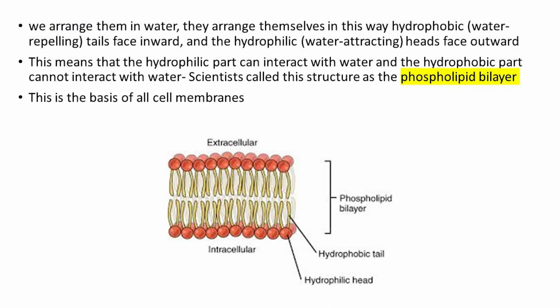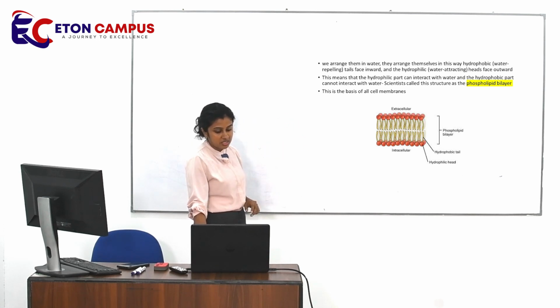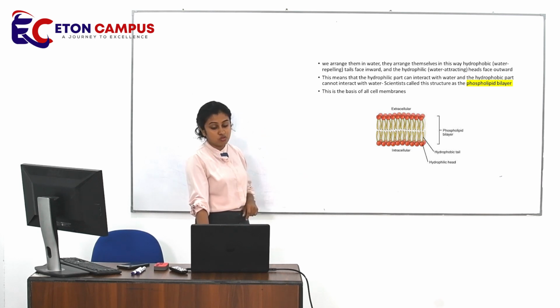Now when we arrange these phospholipids in water, you can see the structure in this way. All the heads of the phospholipids are going to be arranged outward as they are hydrophilic, and the tails are going to be arranged inwards as they are hydrophobic in nature. So this picture shows the arrangement of the phospholipid molecules, or phospholipid bilayer, in water.